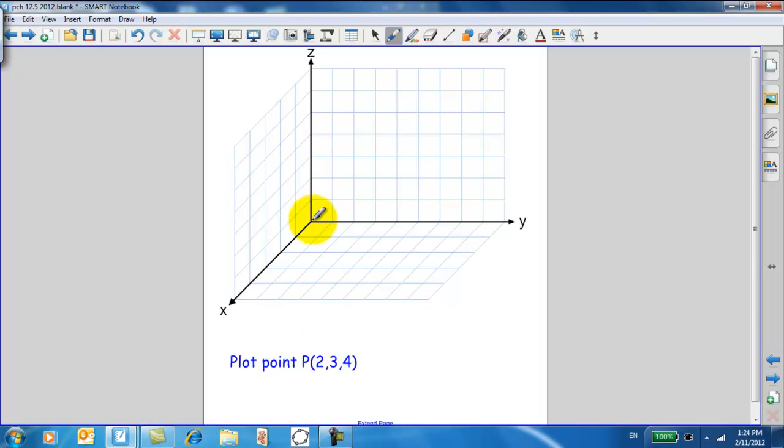2 in the x direction, so 1, 2 in the x. There's our 2 in the x direction. 3 in the y. From where we left off, 3 in the y gets us over to here. So that's actually the vector 2, 0, 0. And this gets us to the point 2, 3, 0. And now we go up 4 in the z direction, which is about that long. So we're going to appear like this. And there's 2, 3, 4.